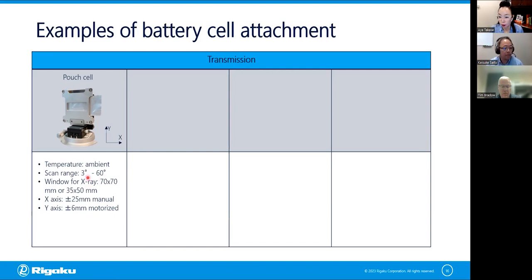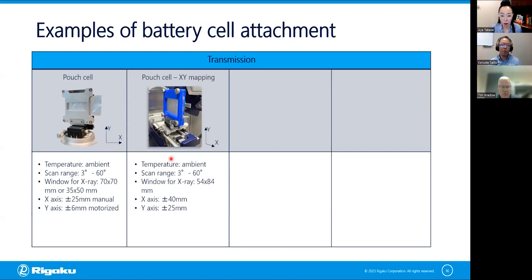The window for X-ray is here. For this diameter, we have two different versions, 70 by 70 or 35 by 50 millimeter. In the X direction, the horizontal direction, you can move plus minus 25 millimeter, and the Y axis plus minus 6 millimeter. This is just to locate your pouch cell for X-ray diffraction measurement. But X is manual, and Y is motorized.